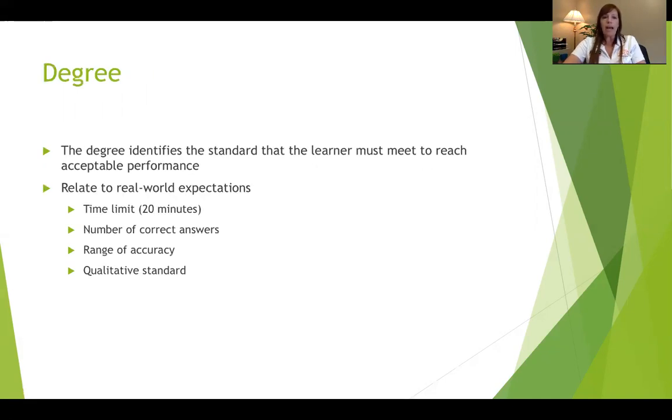Now, the degree identifies the standard that the learner must meet to reach acceptable performance. We see a lot of times on objectives, students with 80% accuracy or 100% accuracy. I like to try to relate to real world expectations. It's a little bit more meaningful for students. And so providing a time limit is a little bit more of a real world expectation, possibly giving the number of correct answers, the range of accuracy, or even using a qualitative standard works for the degree.